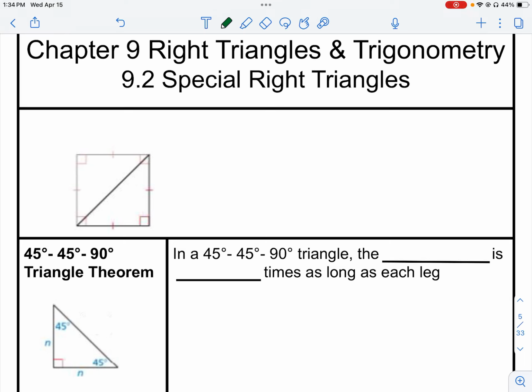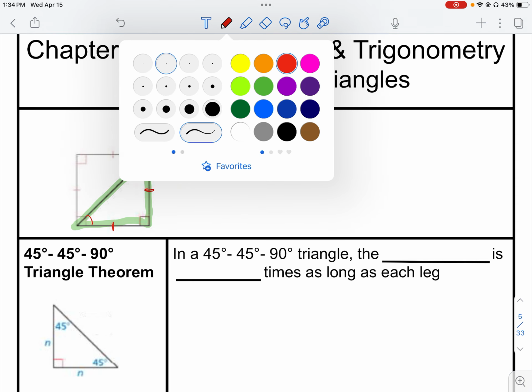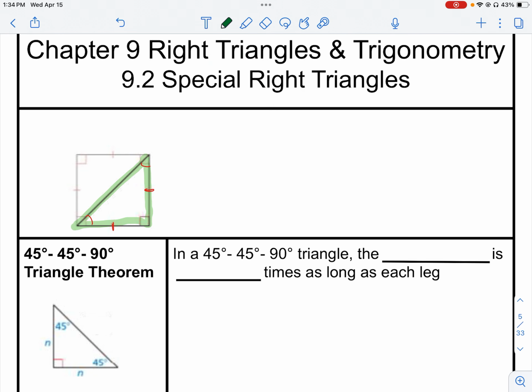All right, now we're going to talk about special right triangles. So here we can see we have an isosceles triangle. And we remember from when we talked about isosceles triangles that the angles opposite the congruent sides are also congruent. And since we have a right angle, they have to add up to 90 degrees.